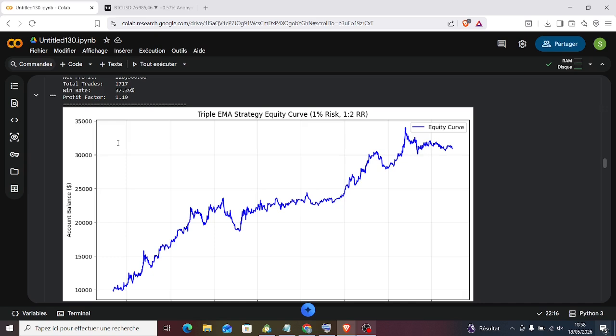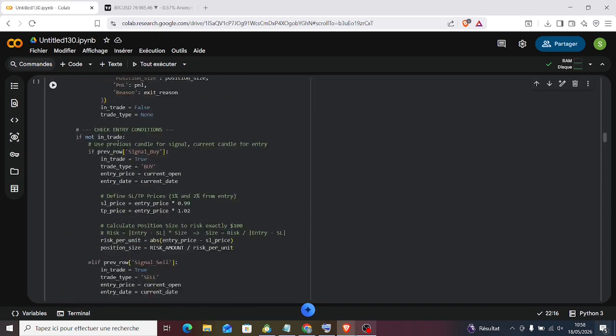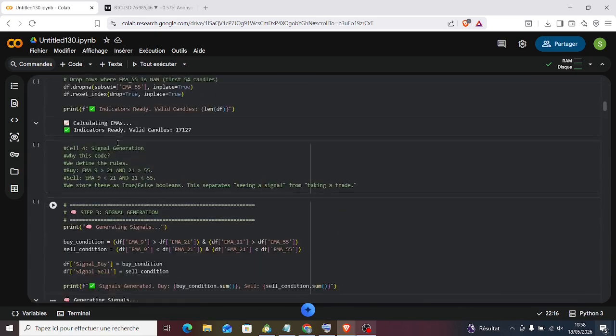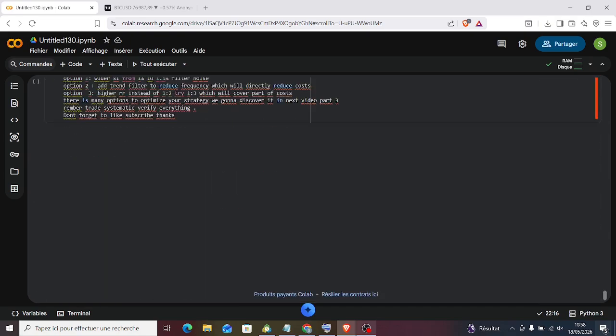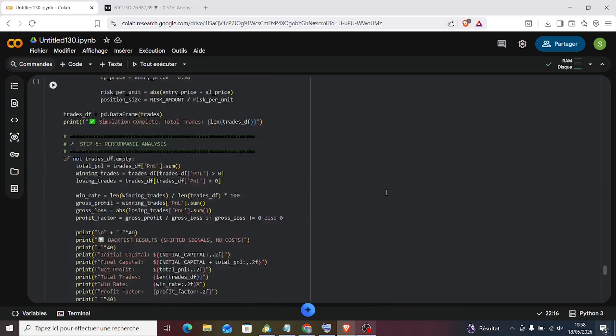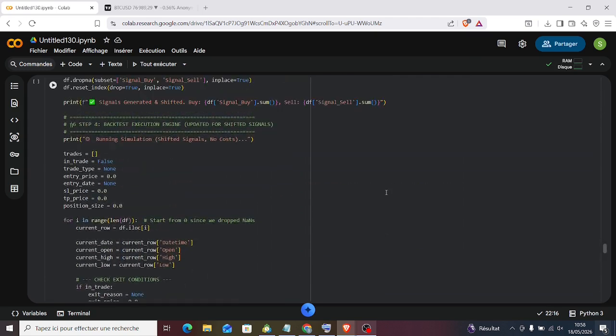However, there is still one issue. I forgot to shift the signal. If you watched my previous video, you already know why this matters. At this stage, the strategy still knows the signal too early. So now, let's shift the signal properly. Signal generated at candle i should only become available at candle i plus 1.